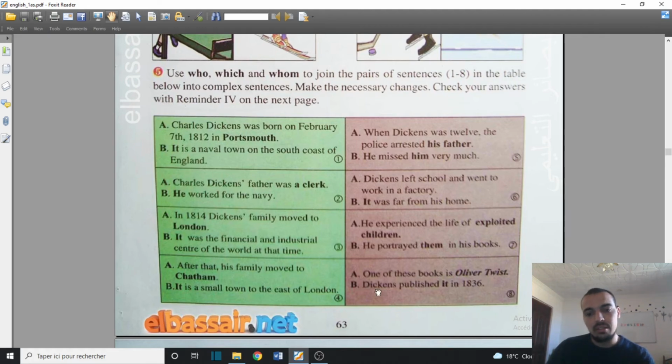Then we have the second sentence: Dickens published it in 1836. Here the whole second sentence is about Oliver Twist. We are providing more explanation about Oliver Twist. So here we say, one of these books is Oliver Twist. So think about it, which Dickens published in 1836.